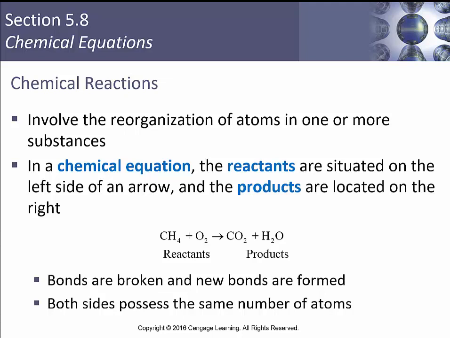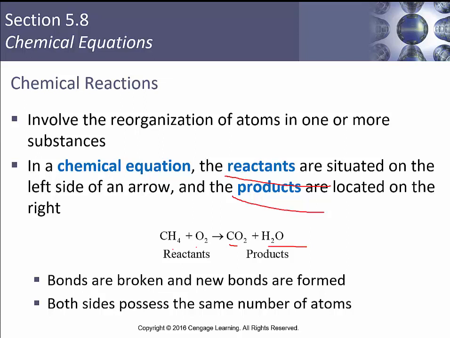In our chemical equation, we're going to put our reactants on the left-hand side of an arrow, and the products, that's the things we make, located on the right-hand side. So here we've got methane combining with oxygen to form carbon dioxide and water as products. This is our standard combustion reaction. This could be your go-to combustion reaction if somebody says, what's a combustion reaction?